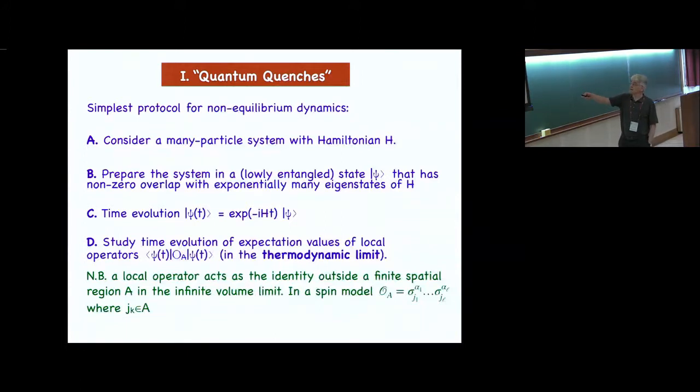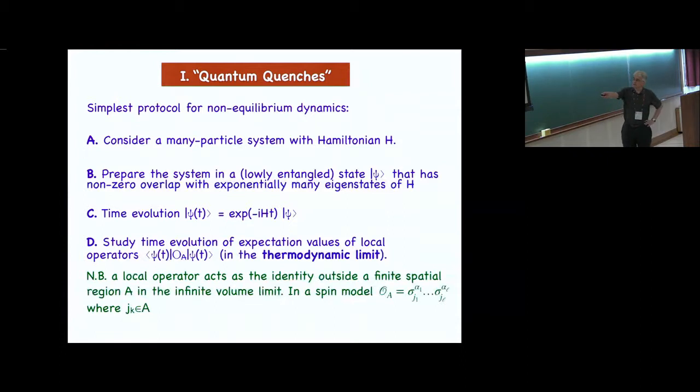Now, in a quantum quench, one typically considers isolated systems. So there's no environment, there's no dissipation from the system you're interested in to the outside world, which means the time evolution, by definition, is given simply by the time-dependent Schrödinger equation. So given the Hamiltonian and given the initial state, the state of the system at all subsequent times is fixed. It's simply given by the solution of the time-dependent Schrödinger equation, so by this formula here.